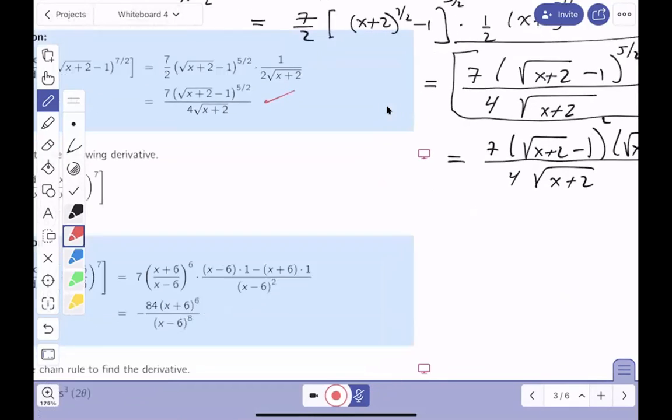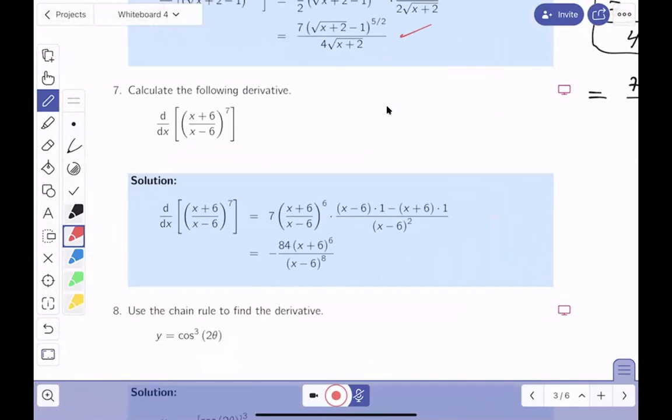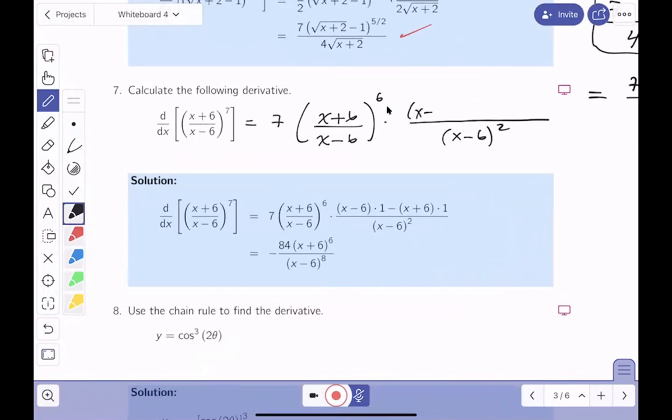All right. So let's take a look at the next question. Relatively simple. I'll write it down for you. And as I do these things over here, outermost function is 7th power. It's going to be 7 times x plus 6 over x minus 6 to the 6th power. Now I got to use the quotient rule. What's the quotient rule? x minus 6 squared on bottom, x minus 6, derivative top is 1, minus the top, which is x plus 6, times the bottom, which is 1.